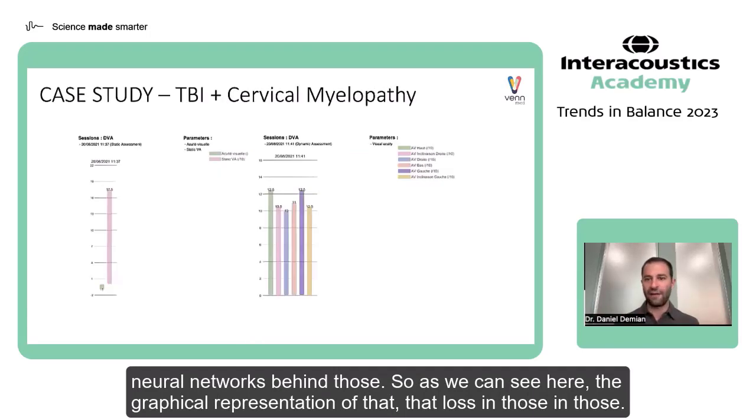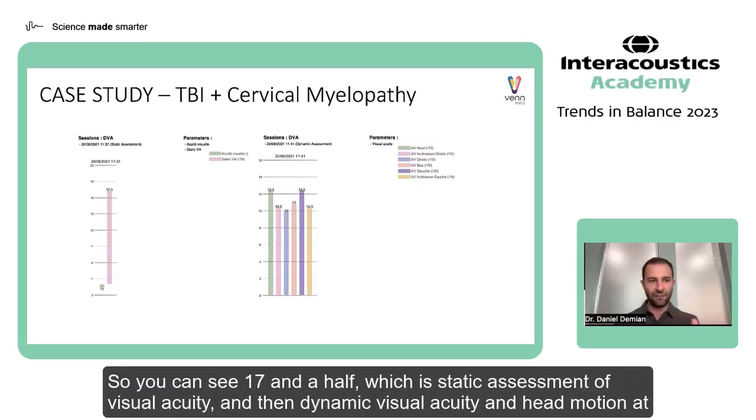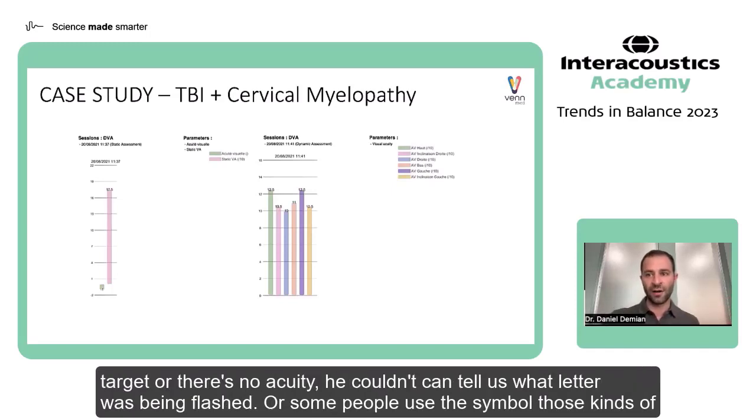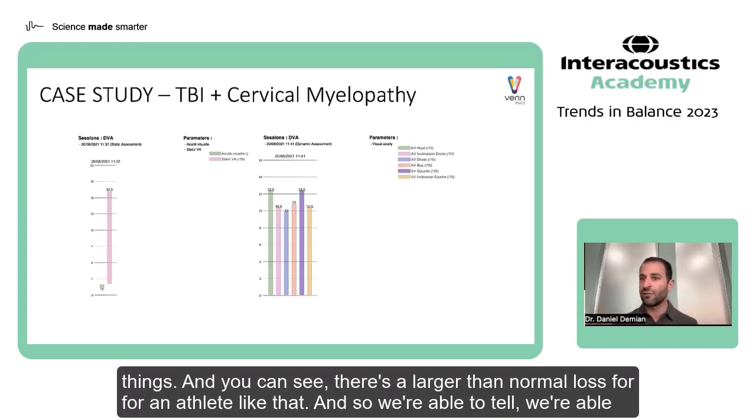So as we can see here, the graphical representation of that loss. You can see 17.5 was his static assessment of visual acuity, and then dynamic visual acuity in head motion at speed, which is hundreds of degrees a second, is that he couldn't maintain or see anything. He couldn't make out the target, there's no acuity. You couldn't tell us what letter was being flashed, or some people use a symbol, those kinds of things. And you can see there's a larger than normal loss for an athlete like that.